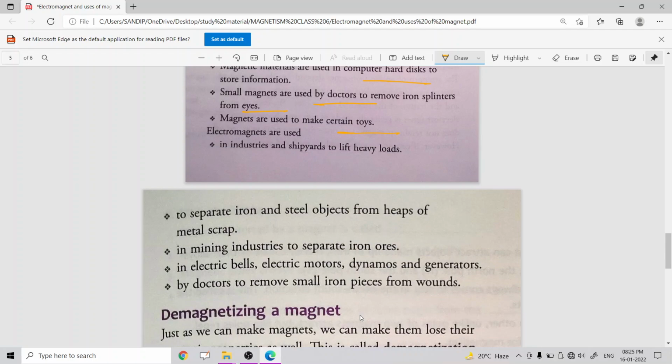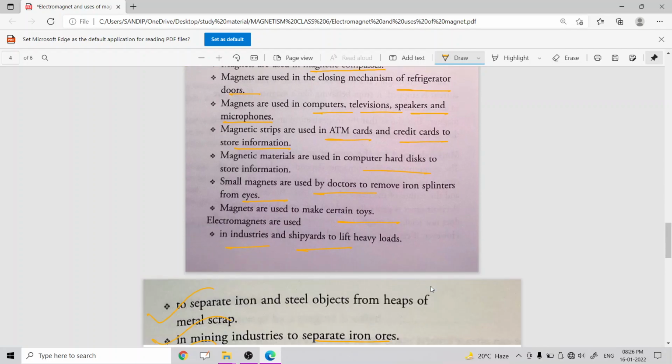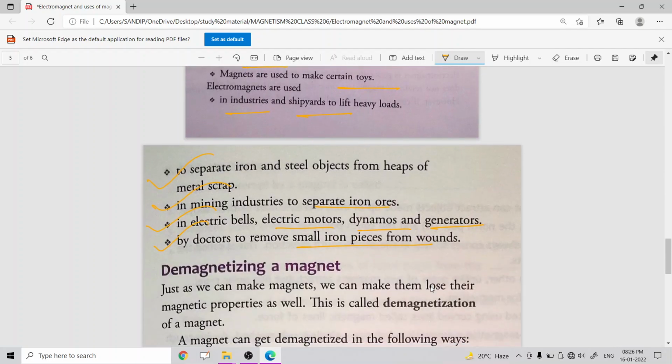And also in industry, cranes lift heavy loads by using magnets, and to separate iron and steel objects from heaps of metal scrap. In the mining industry, to separate iron ores. Electrical bells, electrical motors, dynamos, generators, and also by doctors to remove small iron pieces from wounds. So there are many uses; in many devices we can use magnets.